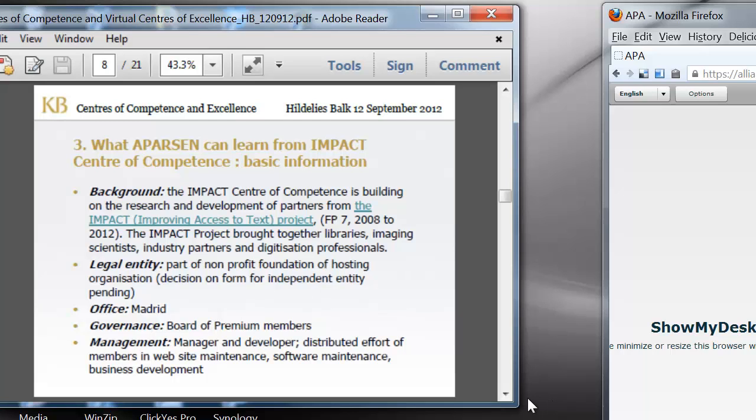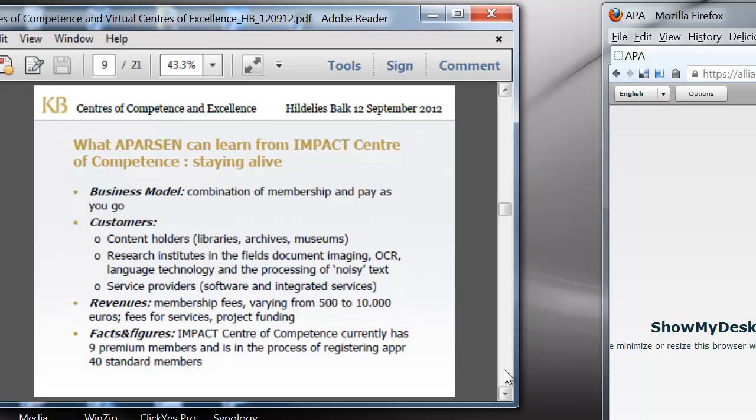And if we get more than 15 or so, we will probably move to choosing the board from the members, so that it will not be too big. The management consists of a manager, a developer, support, all in Alicante, and distributed effort of members in all kinds of things. The KB offers a technical advisor one day a week. We offer support in business development. The Poznan Supercomputing Center supports the website, hosts it, supports the maintenance. Software maintenance is done by all kinds of different partners, etc. So we really have a distributed effort. Next, please.